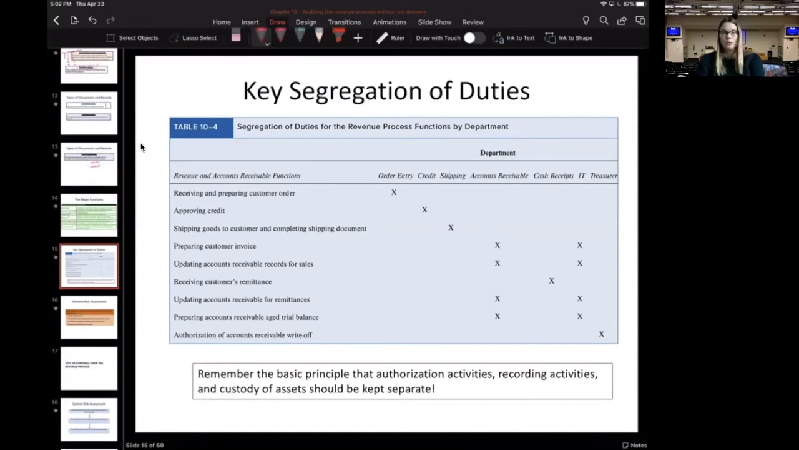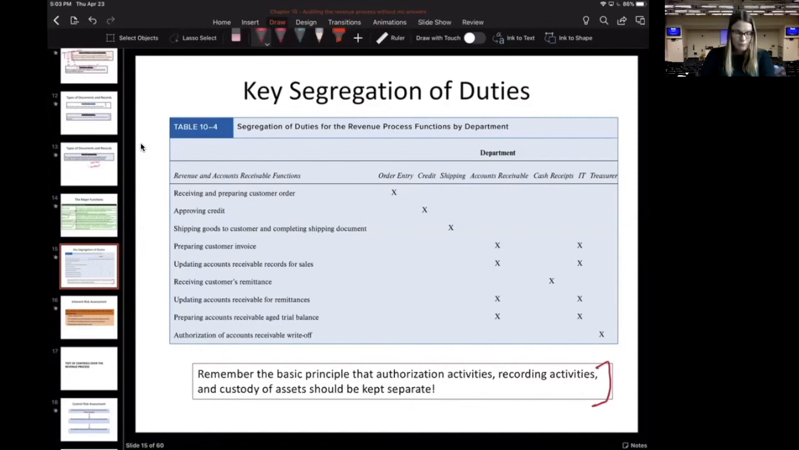This slide just summarizes some key segregation of duties for our revenue process. And I won't talk through the whole thing because that would definitely send you guys straight to sleep. But what I will say is take a read through the segregation of duties chart and keep in mind, rather than trying to memorize this chart, which I would not recommend, this basic principle that we want to keep authorization activities, recording activities, and custody separate. And if you keep that in mind, you'll see that the functions shown as being separated in this chart actually do make a lot of sense.